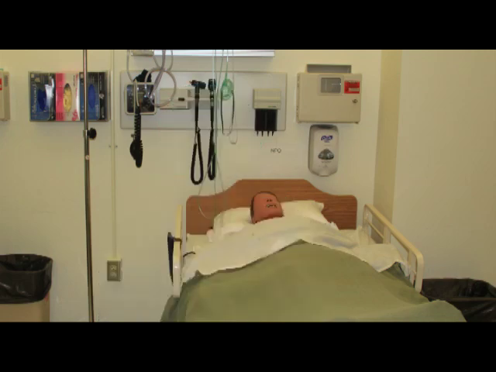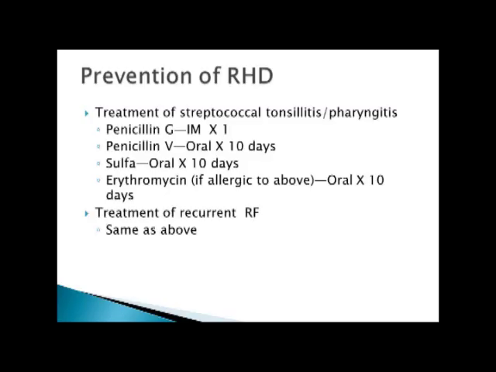So in order for rheumatic fever, which is this post-strep infection, not to become rheumatic heart disease and lead to the neurological manifestations, we have to treat strep, tonsillitis, and pharyngitis aggressively. Now, the drug of choice would be penicillin G or penicillin V. They also can use sulfa drugs or erythromycin.